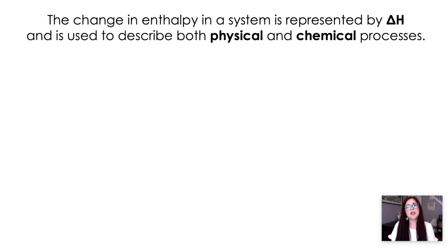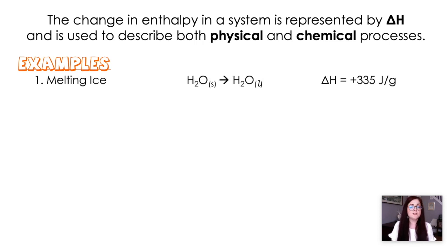And this change in the heat in a system, or change in enthalpy, is used to describe both physical processes and also chemical processes. Like I said, we're going to talk mostly about those physical processes. Melting ice, for example. If I go from solid water or ice to liquid water, in order for ice to melt, you need to input energy. I have to add heat to water to get this reaction to happen. So delta H is going to be positive.